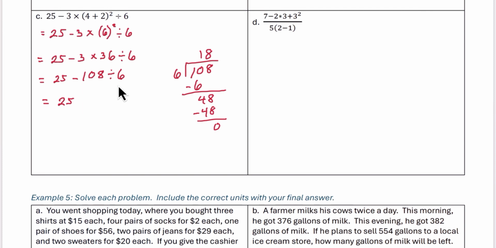So minus 108 divided by 6 is 18. And then finally, the last step, 25 divided by 18. 25 divided by 18 is 7.